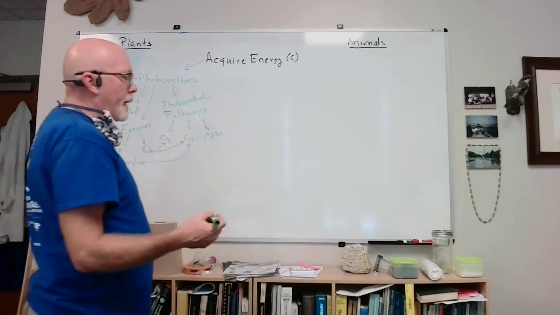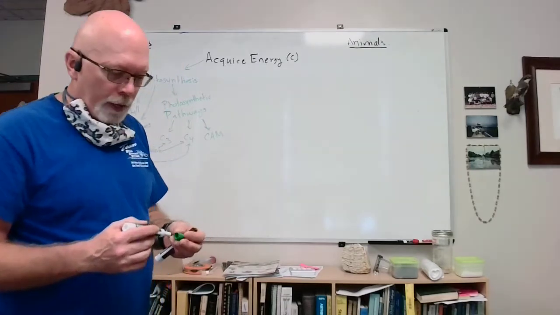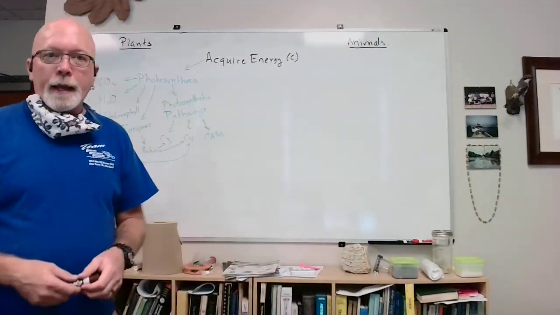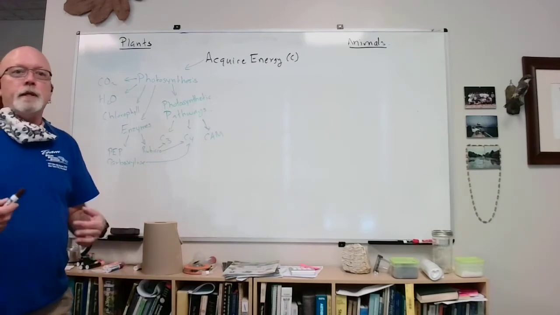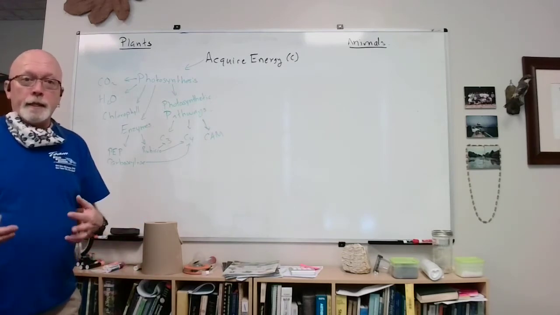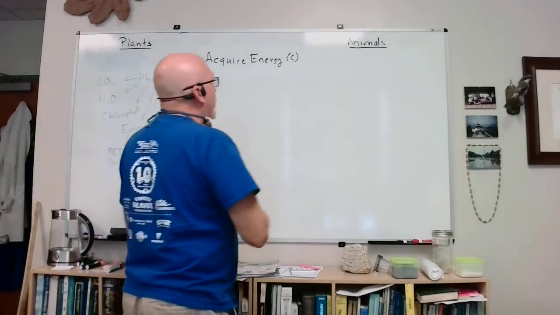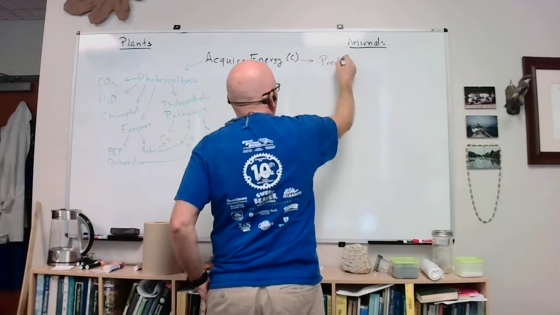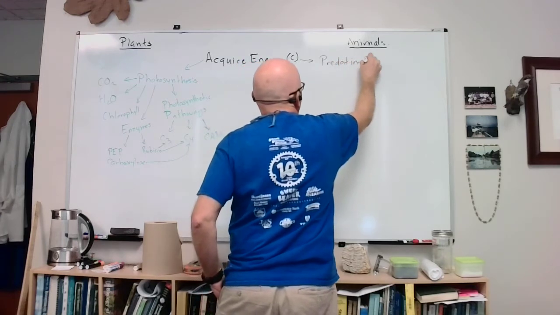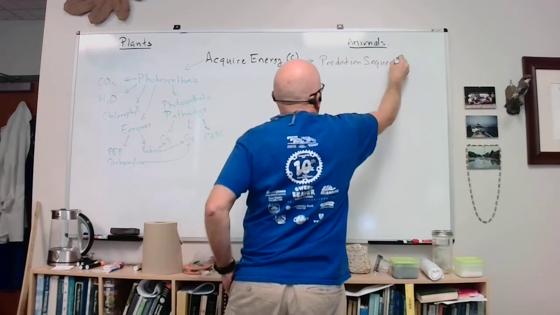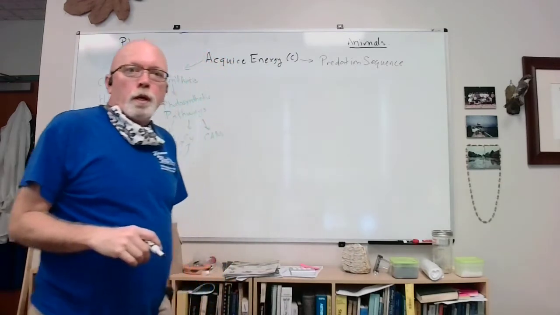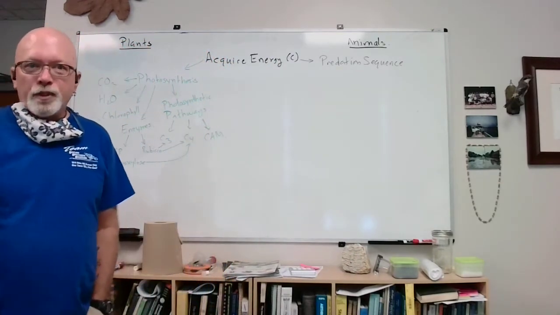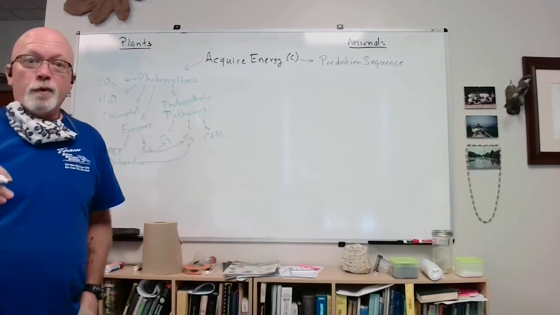Animals tend to acquire energy by killing and eating other things. In some cases, animals are killing and eating other animals, and in some cases, animals are killing and eating plants. But in all ways, you could go through what's known as the predation sequence. The predation sequence is something that we use in animal behavior to explain the series of steps that an organism goes through to find prey.